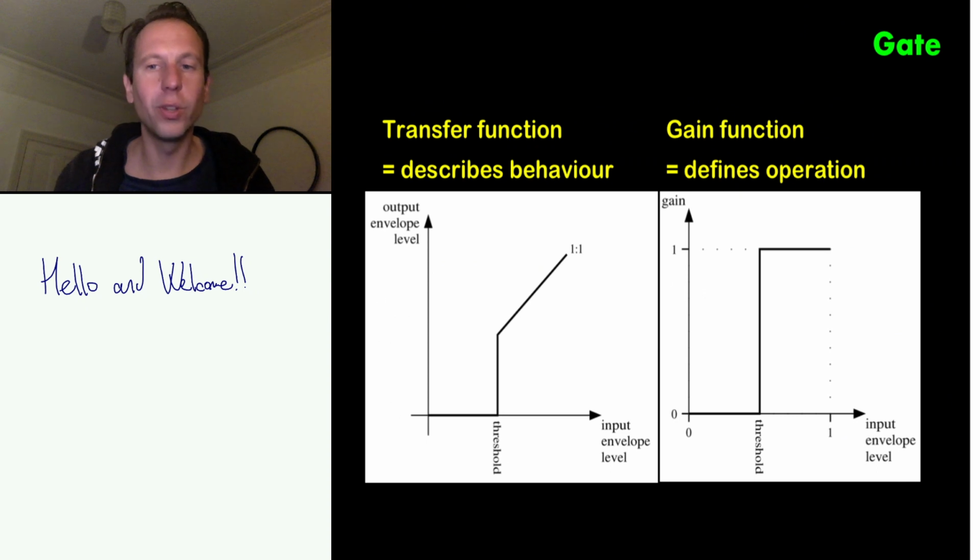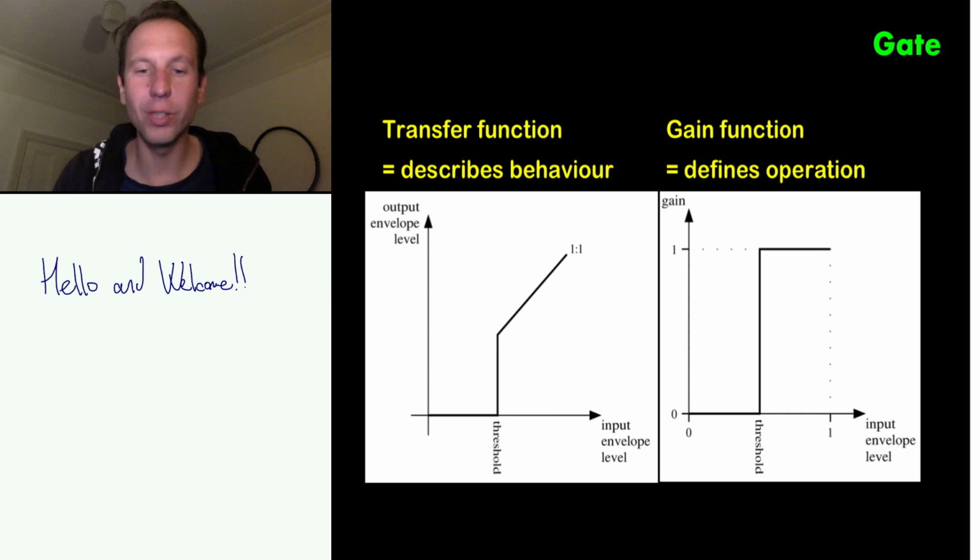This was the input, this is the output. The gain function is the function that is inside the unit, and it actually takes the input envelope level and gives us the gain value from it. You see, so it's slightly different.